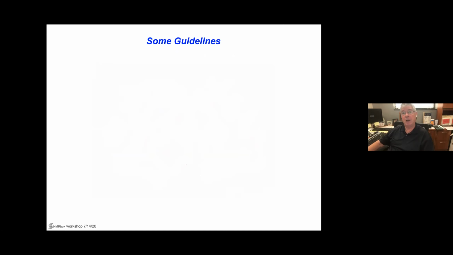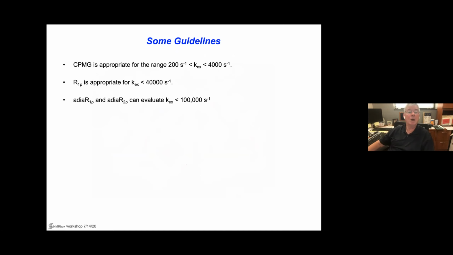Okay, so I'm just about done. I want to show you just some general guidelines. The CPMG is a fantastic experiment. It's great, say between 200 and maybe up to 4,000 per second. This is where we were in the case that we studied. I showed you those curves. It's tough, but you can get it there. R1 rho can go up to say 40,000 per second before you get positive smoke. The adiabatic R1s and R2s can, in principle, and we've seen rates as high as 100,000 per second. So now you have a broad range. You see how much further along you are.